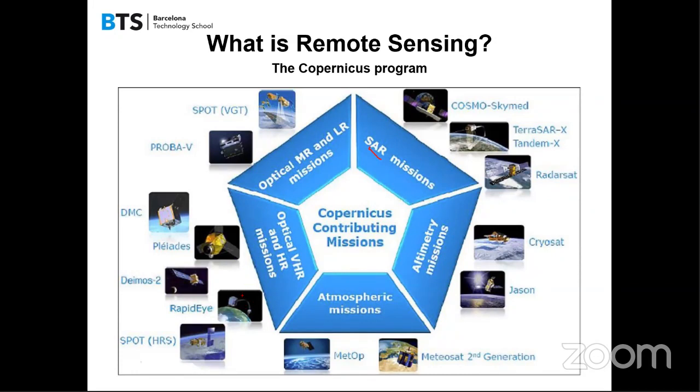Some of these images, but if you are a researcher in some university, maybe you can actually get access to some free data from some of these companies.